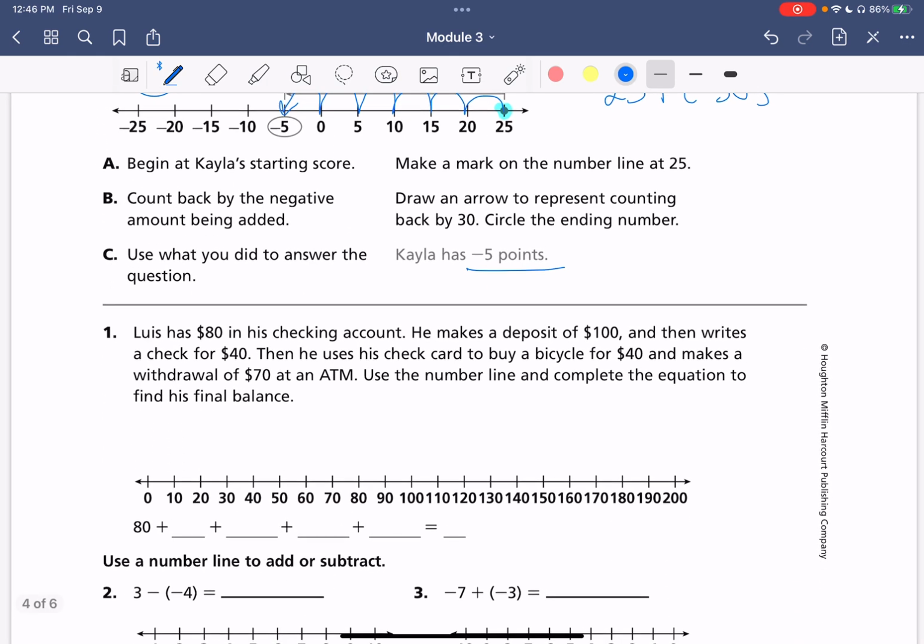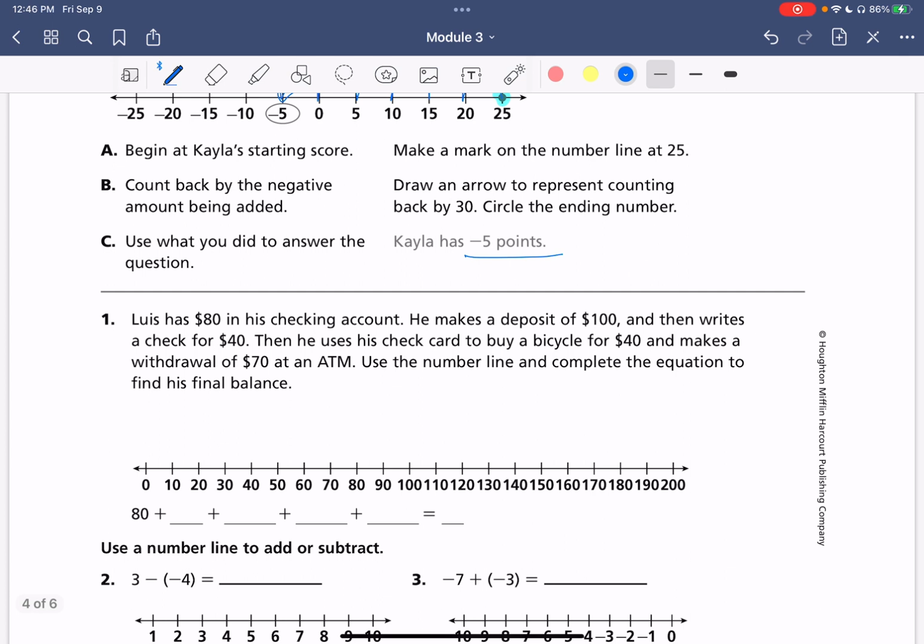All right, let's look at Luis's checking account. He makes a deposit of $100 and then writes a check, and then uses his check card to buy a bike and make a withdrawal at an ATM. Use the number line to complete the equation to find his final balance. So where are we starting with? What is the initial number? Always going through and highlighting what's important.